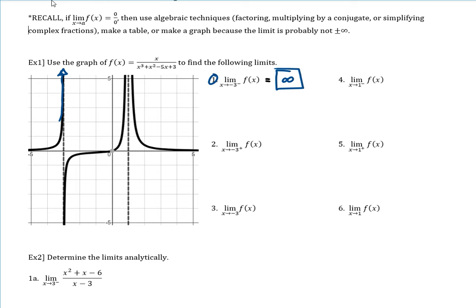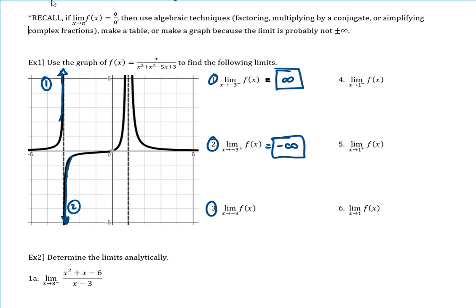These three are the ones that involve -3, so we'll keep them together. That was number 1. Now -3 from the right. Here's -3 on our x coordinates, and from the right is somewhere over here. We follow the graph, and we can see that as we get very close to -3 from the right, it's going down forever. Going down forever would be negative infinity, so y is going down to negative infinity.